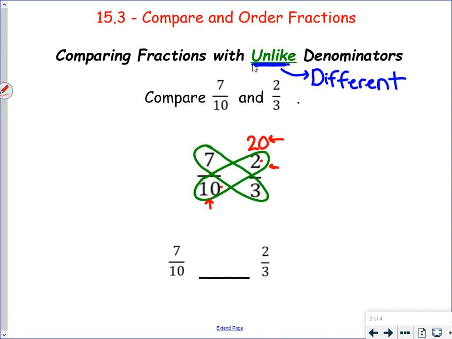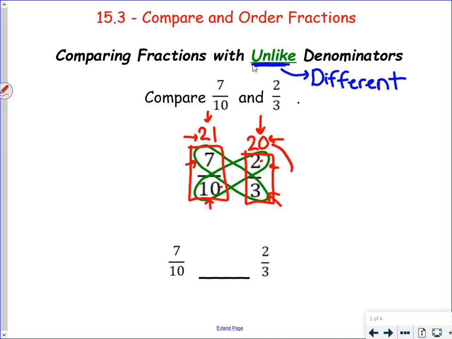Now I'm going to do 7 times 3. Remember, you have to write it above the numerator on the one that you use. So I'm going to write this one up here. 7 times 3 is 21. Now what I look at is which number, either 21 or 20, is bigger, and that tells me which fraction is bigger.